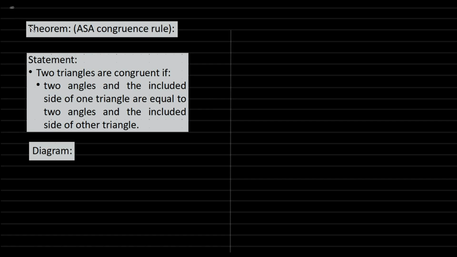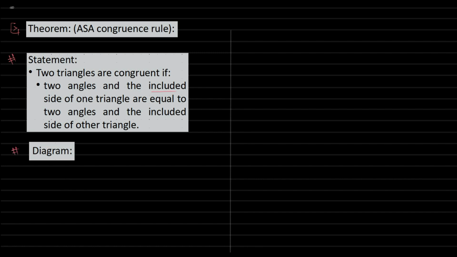So let's look into the proof of the ASA congruency rule. ASA stands for angle, side and angle, and this side has to be an included side. This is your statement which tells that two triangles are congruent if two angles and the included side of one triangle are the same as the other triangle.